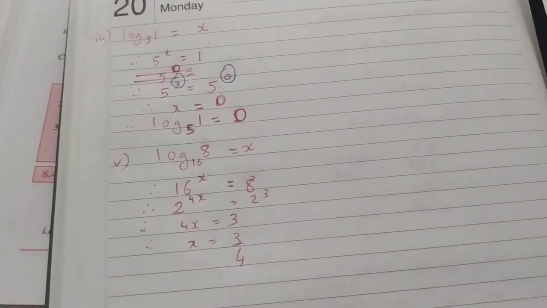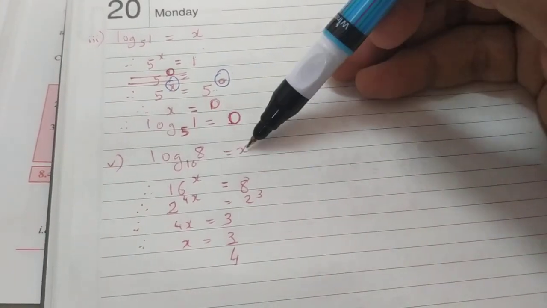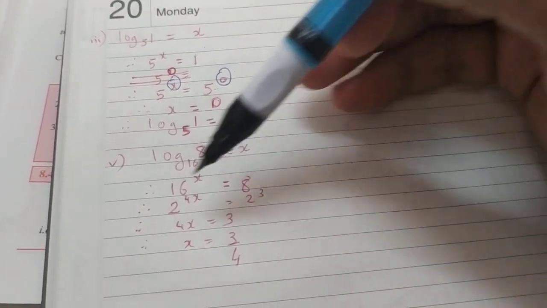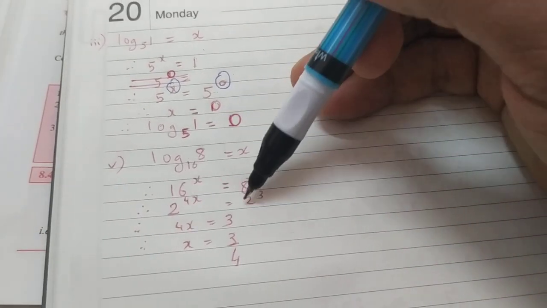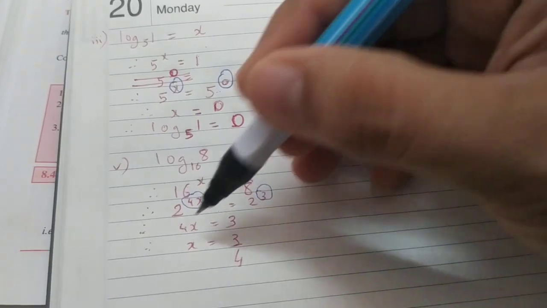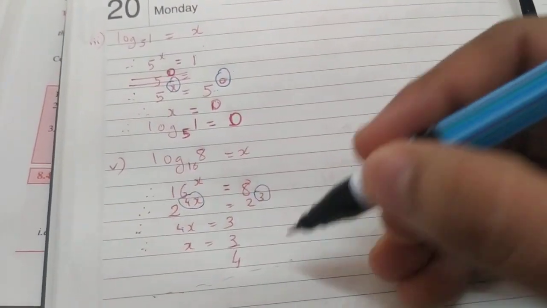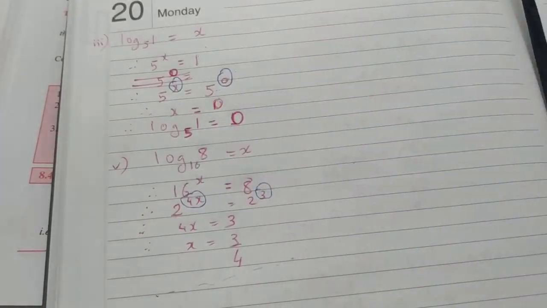Now Roman number 5, we'll assume this to be x. So 16 raised to x is equal to 8. I want the bases same. 16 is 2 raised to 4. 8 is 2 cube. So since the bases are same, the powers are equal. So x is equal to 3 upon 4. So write the final statement as well. That is, this is equal to 3 upon 4.